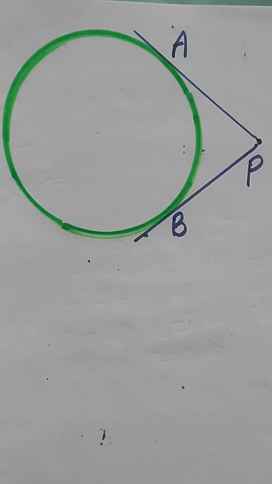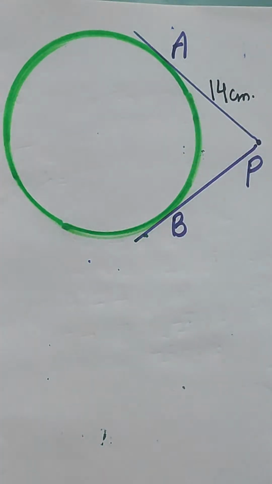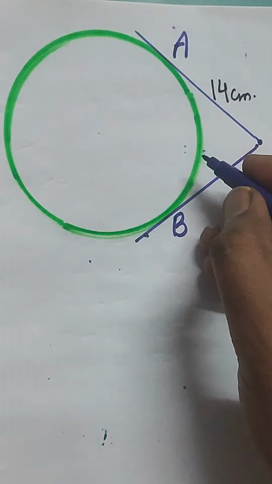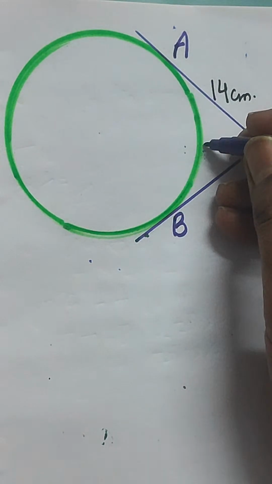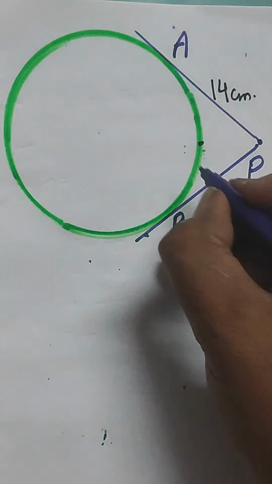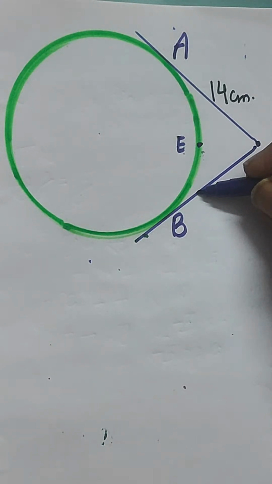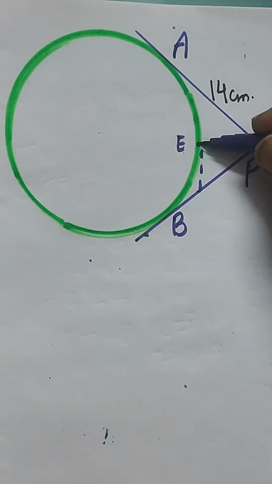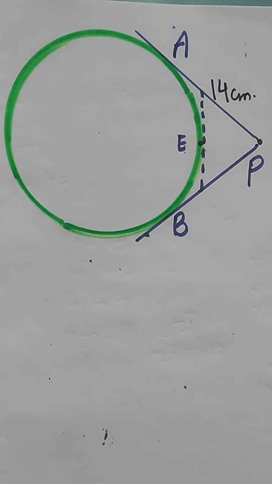But in this question, only the length of PA is given to you, that is 14 centimeter, right? Apart from this, it's given that at any other point E on the circle, another tangent is drawn. So let's say this is the point E through which another tangent is drawn, like this, touching the circle and just grazing it like this, right?